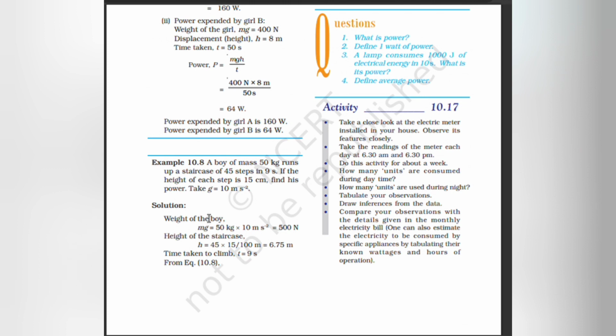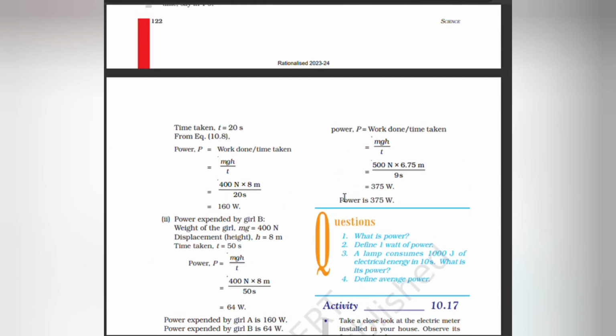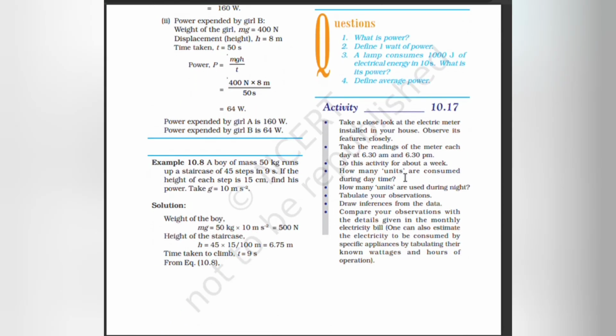So weight of the boy mg is equal to 50 kg into 10 meter per second squared, which is 500 Newton. Height of the staircase h is equal to 45 into 15 by 100 meter, which is 6.75 meter. Time taken to climb t equals 9 seconds. From this, we get power equals work done by time taken equals mgh by t, 500 Newton into 6.75 meter by 9 seconds, which is 375 watt.